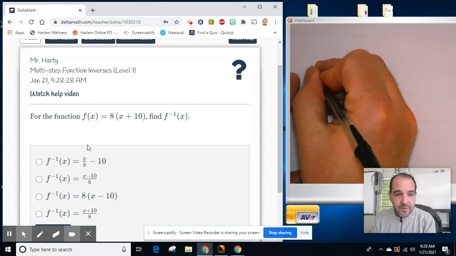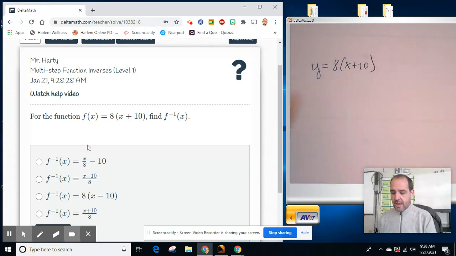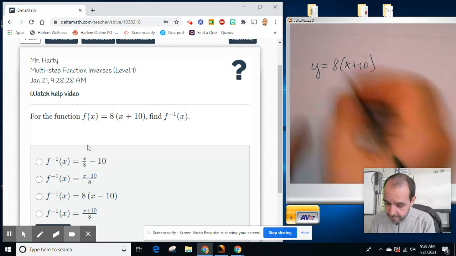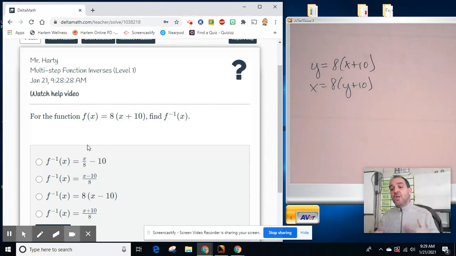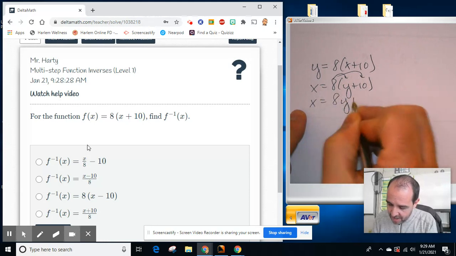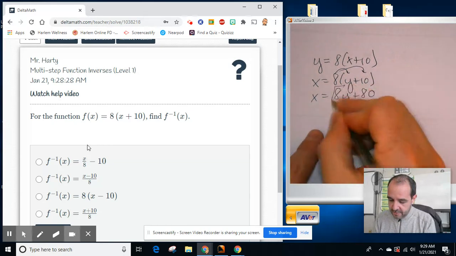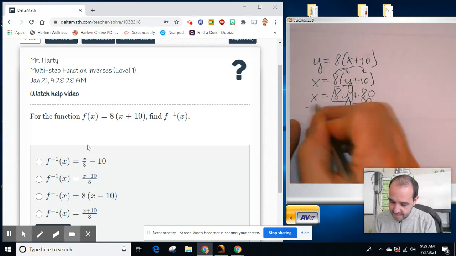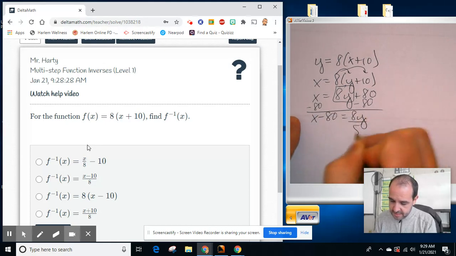So f of x is really just y equals 8 times (x plus 10). First thing when we're finding an inverse, switch x and y. The second thing we're going to do is solve for y. In this case, I think it's going to be easier if I distribute that 8 through first, because I don't like having y in parentheses. That could be a mess. So now I'm solving for y. I need to get the 80 out of there, and then I just need to divide by 8.